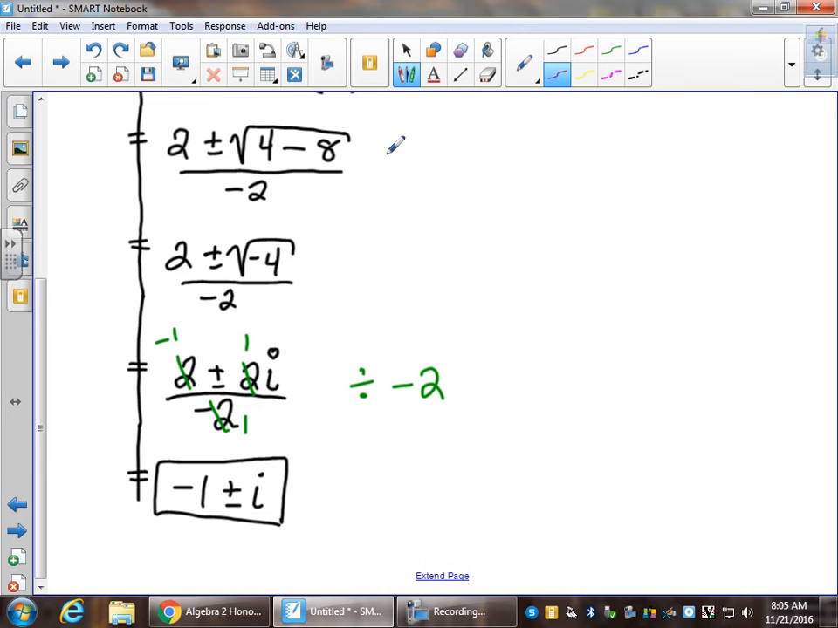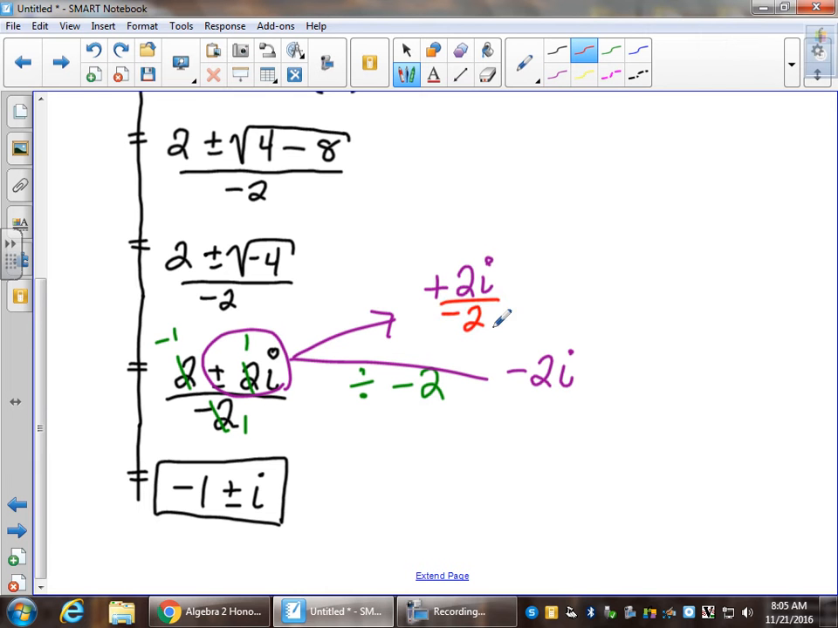In case anybody needs to see what I just said in words, realize that this represents a positive 2i and a negative 2i. So if we divide that by negative 2, this comes out to be negative i, and this comes out to be positive i. So it still maintains positive, negative. And we're done. This means we have 2 imaginary solutions.